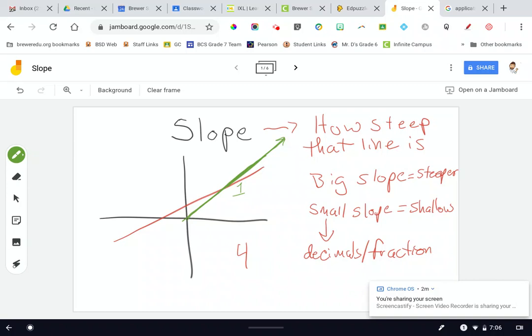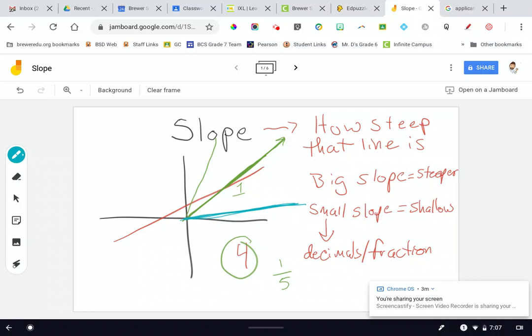Okay? So a 4 is pretty big. That means I'm going pretty steep like that. Whereas a slope of like 1/5, that's pretty shallow. I'll draw that in blue here. That's going to be something like this. Not going to be nearly as steep. Okay. So that's basically what it tells you. That's the information it gives you.